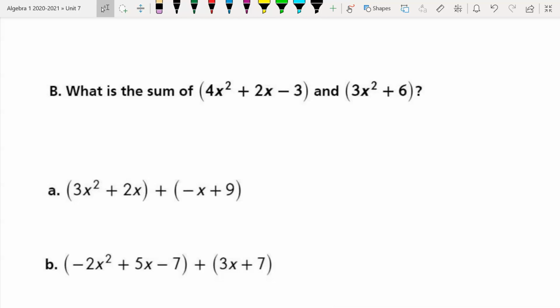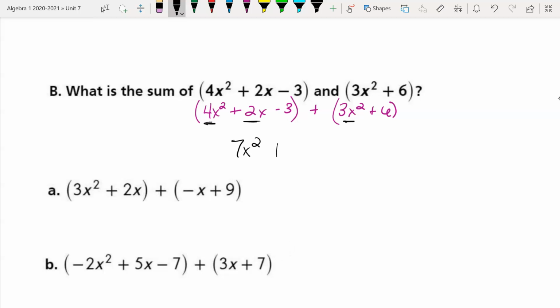So then it says, what is the sum of 4x squared plus 2x minus 3 and 3x squared plus 6? Well, if I write it out, sum means I'm adding, right? So it's very similar to what we just did. We're just going to combine like terms. So 4x squared plus 3x squared, well, that would be 7x squared. 2x, so there are no other x's, so I'm just going to put plus 2x. Negative 3 plus 6 would give me a positive 3.